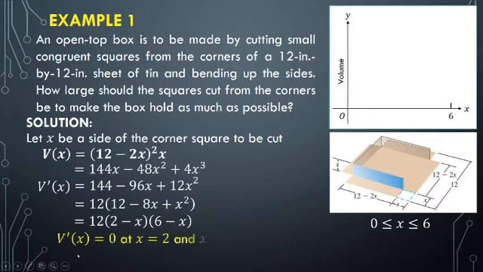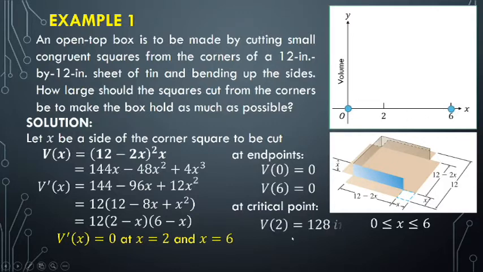So the critical points would be x is equal to 2 and x is equal to 6, where yung first derivative is 0. And that is the zeros of this polynomial. So at x is equal to 2 and at the endpoint x is equal to 6. So that is our critical points. So at the endpoints, evaluate natin. V of 0, so 0 lang din yung volume because 0, 0, 0. At x is equal to 6, substitute lang natin yung 6 sa x. This will also become 0 because kapag kinat natin yung squares dito, wala na tayong ifo-fold, mauubos na yung sheet of tin natin. Okay, so at the endpoints, we have 0 values.